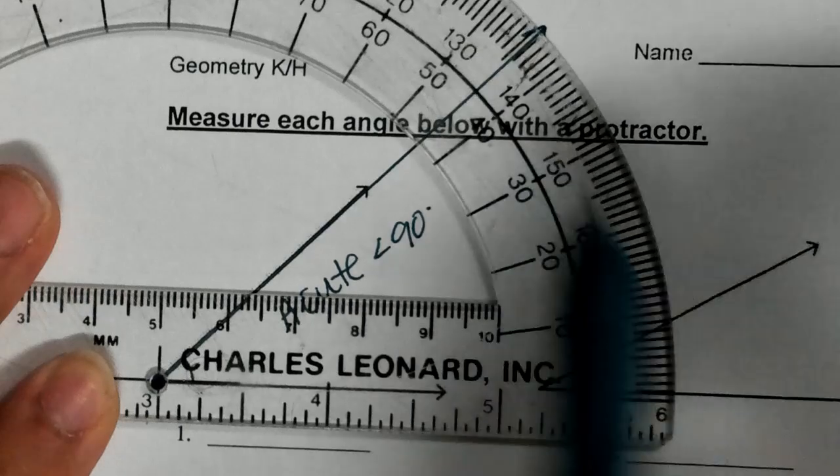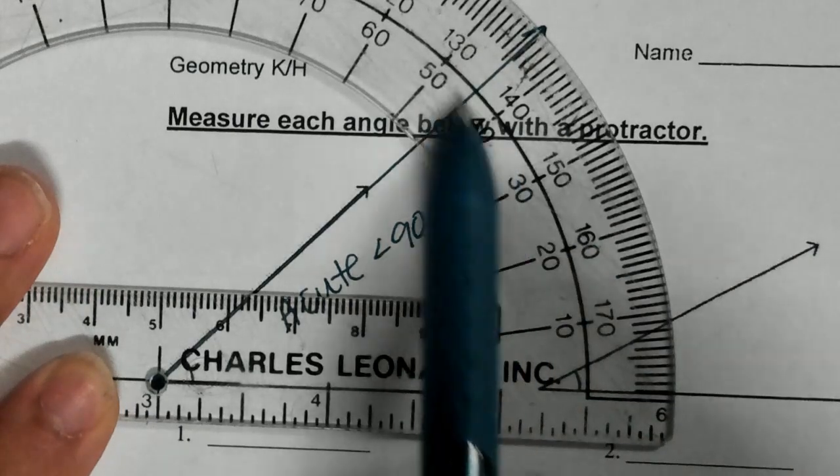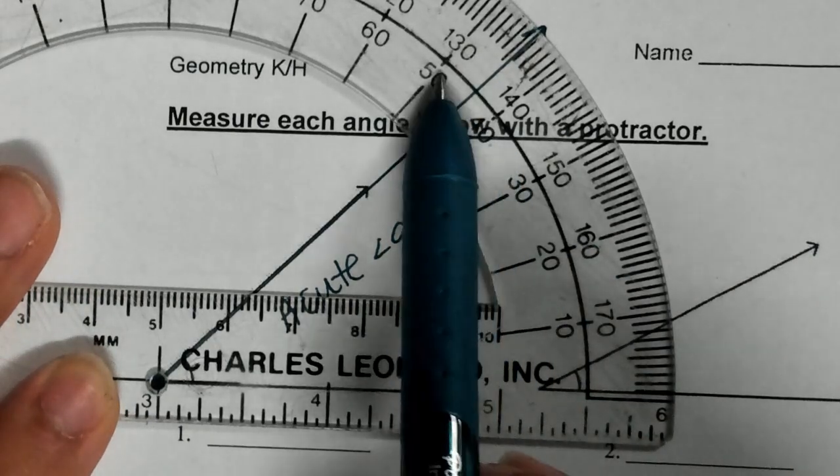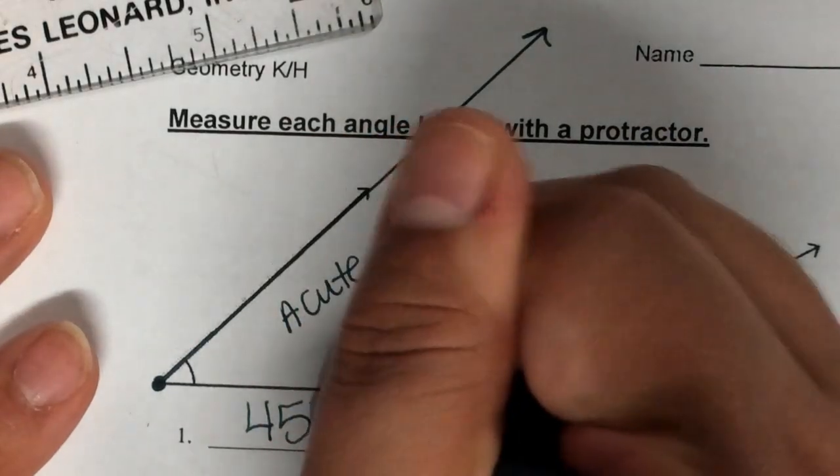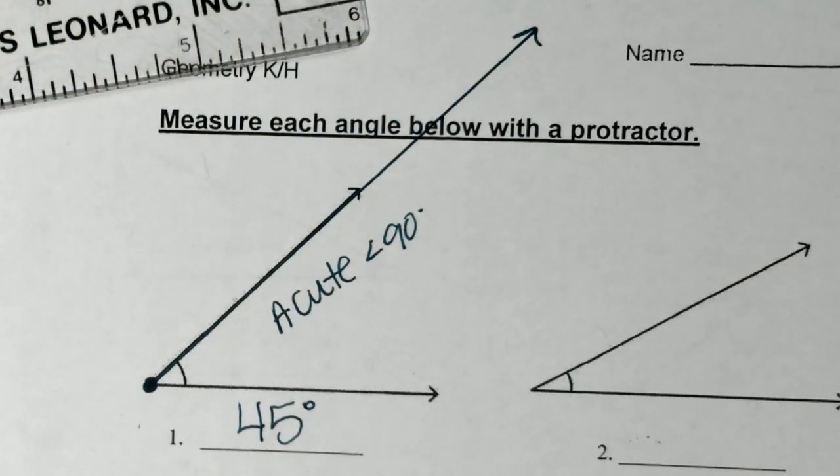Where is this hitting at right here? Do you agree it's between 50 and 40? So it's about 45 degrees. I'm going to give y'all like 2 or 3 degrees. If you're off by 2 or 3 degrees, you're fine. If you were to say that's 55, that's wrong. I would count off. But if you said 48, 43, that's fine.